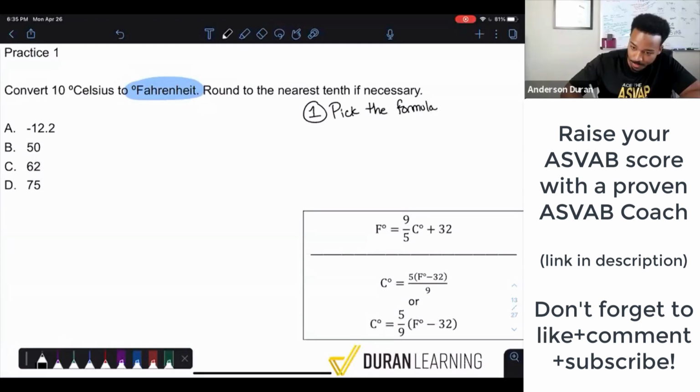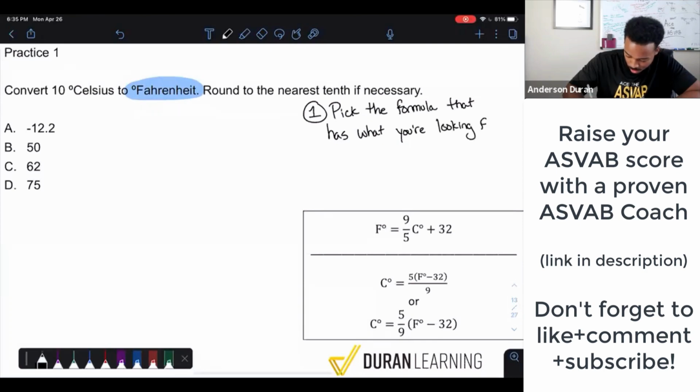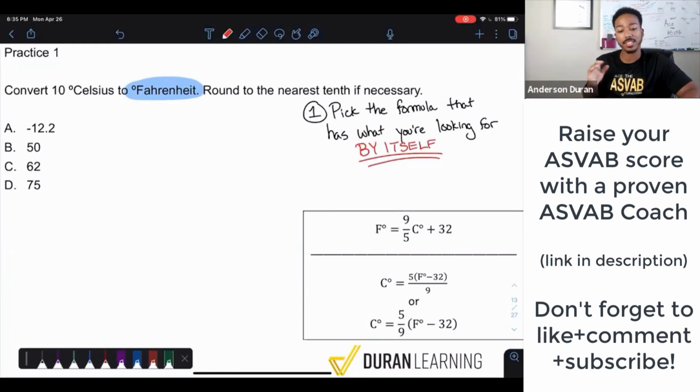Pick the formula that basically starts with what you're trying to find, or has what you're trying to find already by itself. All right, so write that down, gang. Again, your first step when it comes to temperature conversion problems is to pick the formula that has what you're looking for by itself.